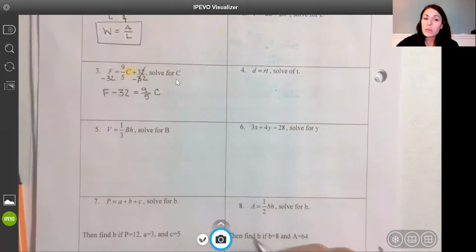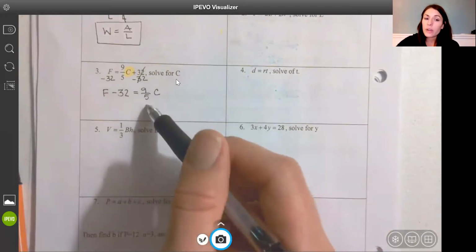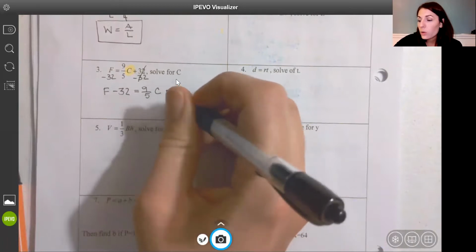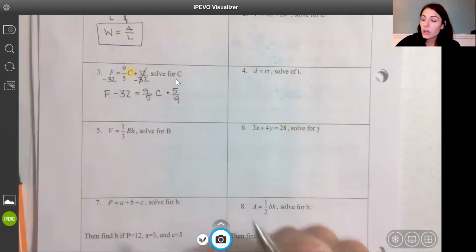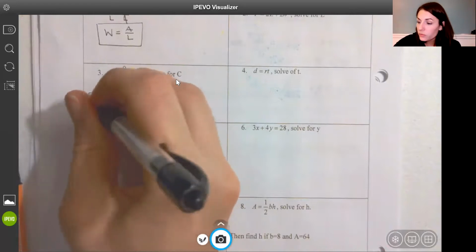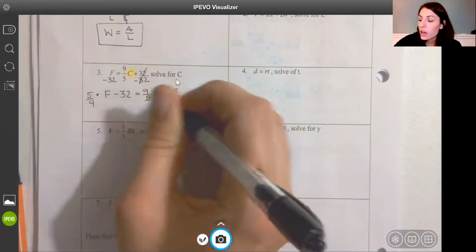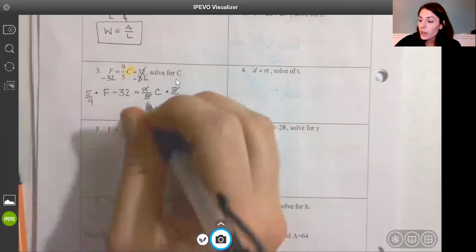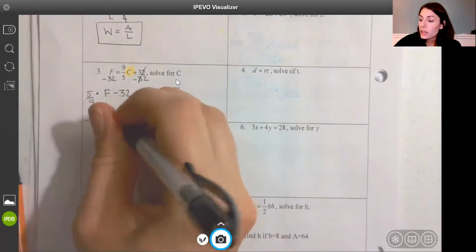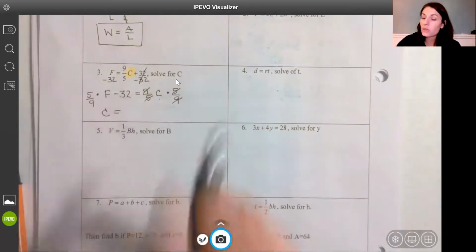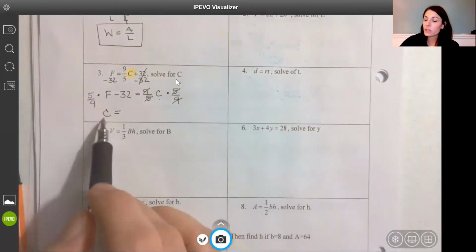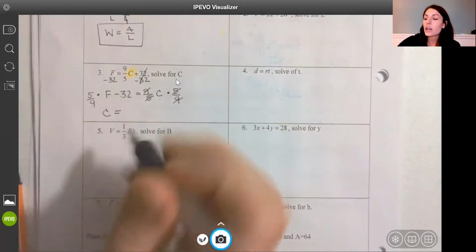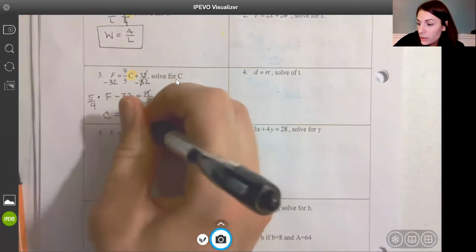Now, to get C by itself, here we have a fraction in front of a variable. To undo that, we will multiply by the reciprocal of that fraction. That would cancel this off: 5 divided by 5 is 1, 9 divided by 9 is 1. And it leaves me with C equals; I'm just flipping my equation around. So now C is over here. With this, it's 5/9 times this entire side, so I'm going to write it like this.